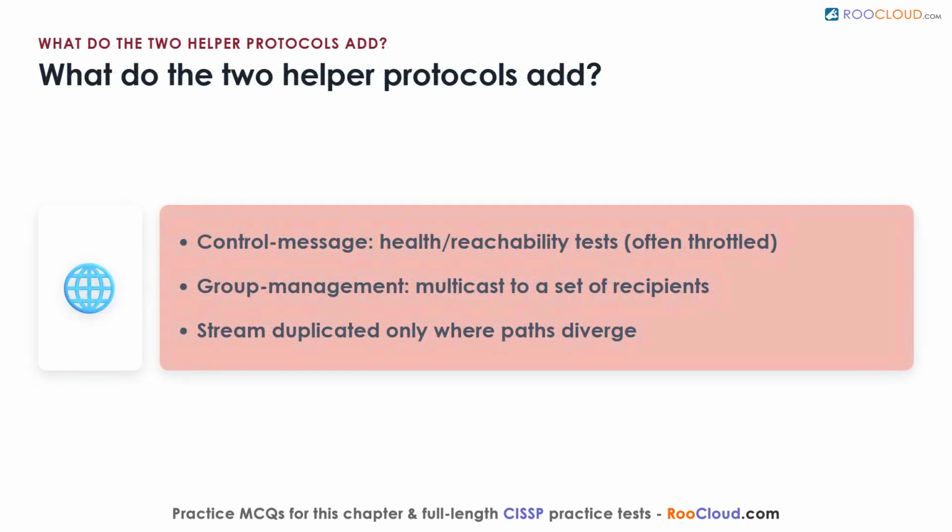What do the two helper protocols add? Health checks and group delivery. The control message protocol reports on the health of a network or link, and it powers familiar tools that test whether a remote system is reachable and how well the path performs. Because its features were abused in bandwidth flooding attacks, many networks now limit or throttle it. The group management protocol supports multicasting, the delivery of data to a specific set of recipients at once. It manages which hosts belong to a multicast group, and a single stream can be duplicated at a router only where paths diverge. Think of one announcement copied only at the hallways where audiences split off.